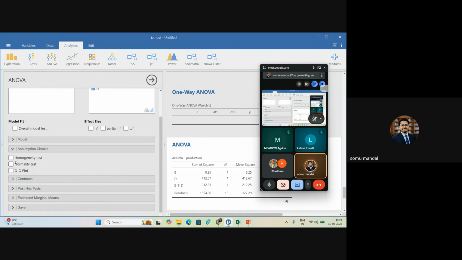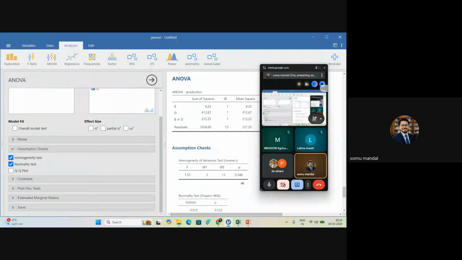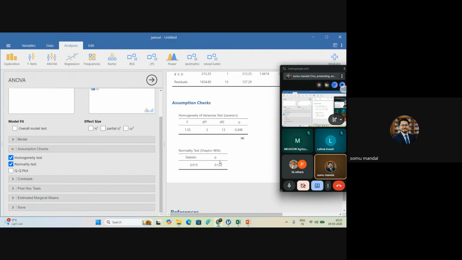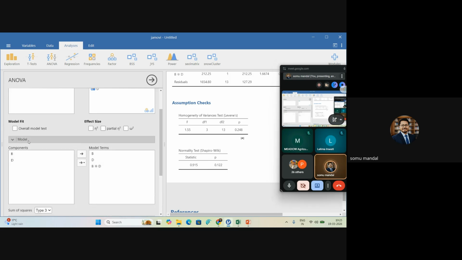Definitely check the assumptions, homogeneity and normality. Look here, 0.248. So no, don't assume equal variance, but you can consider what? Normal distribution. There are the options of the model also. It tries to find out the impact of the different companies' fertilizer, whether the land is irrigated or not, and how the different brands of fertilizer, with the irrigated or not irrigated area, actually influence the agricultural production.